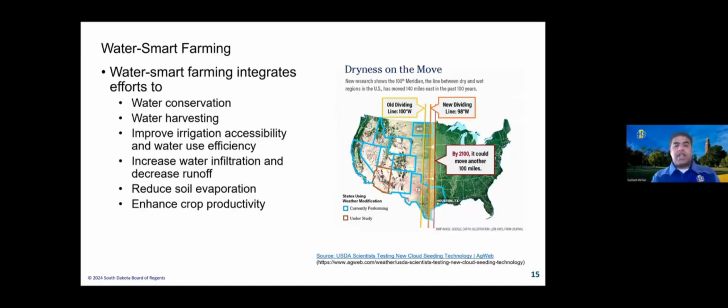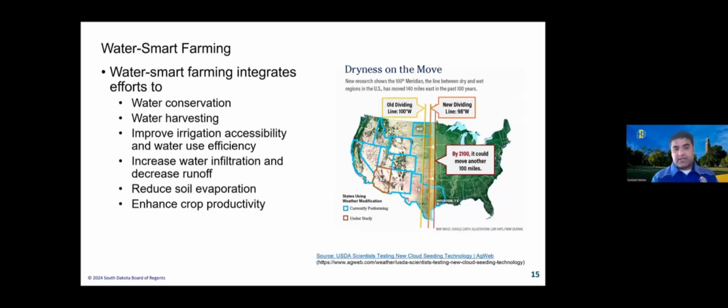Enhancing water infiltration and reducing runoff ensures the water stays in the soil, directly benefiting the crop growth. Furthermore, minimizing soil evaporation and boosting crop productivity ensures that the agriculture system remains resilient in the face of drier and hotter climates. I think these strategies are not just beneficial, but necessary as we look forward towards the future of farming in the changing climate.